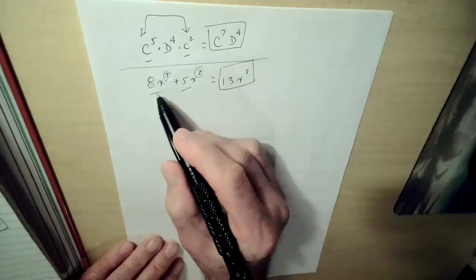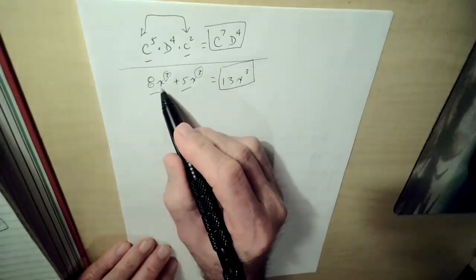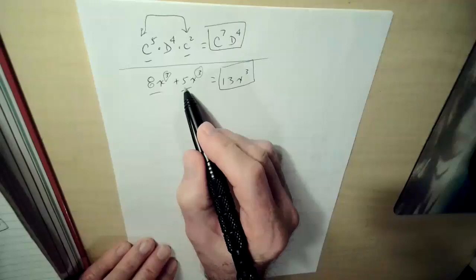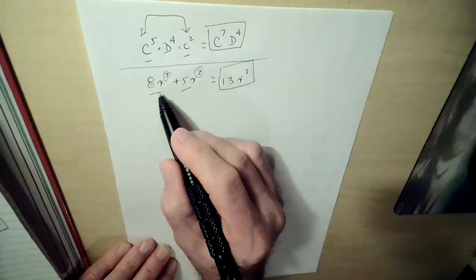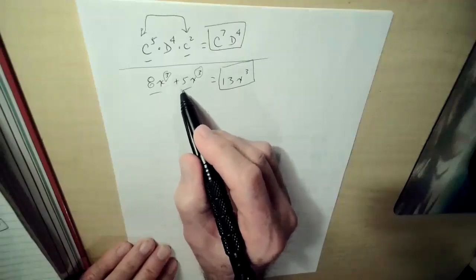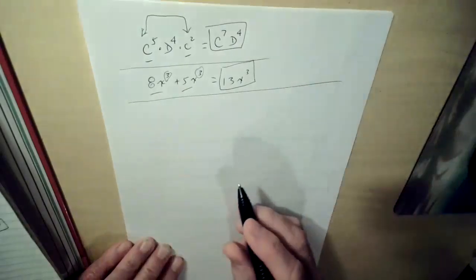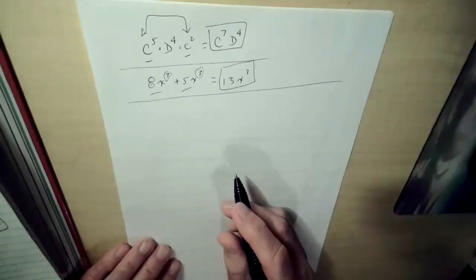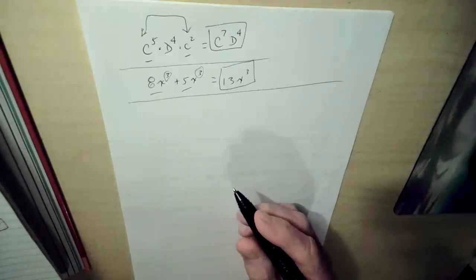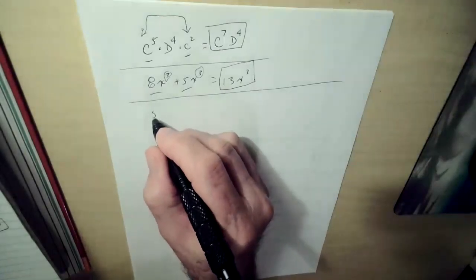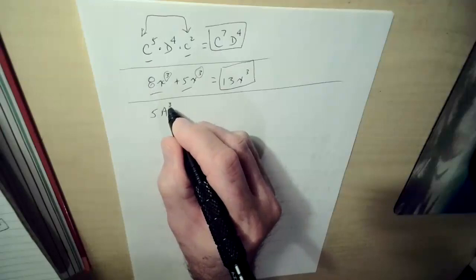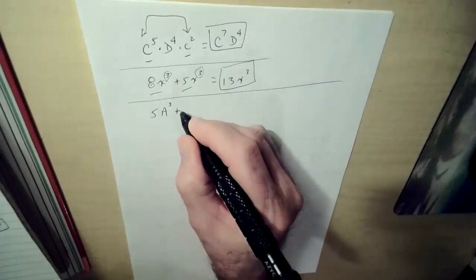Okay? The exponent has to be the same. They are. The base numbers have to be the same. You have 8x cubed. You have 5x cubed. Everything is the same except the coefficients, the numbers in front of the letters. So you can do that.